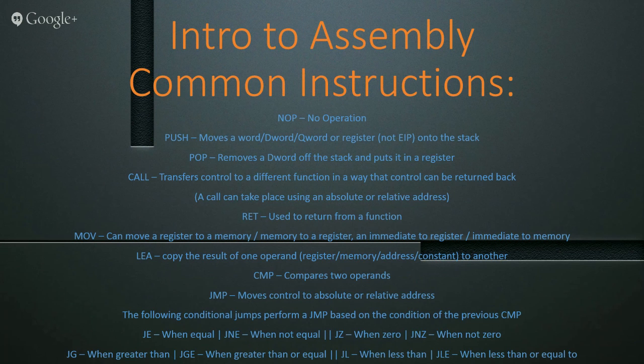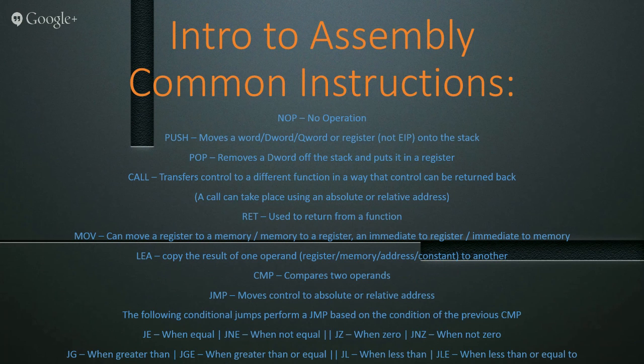Push moves a word, dword, or qword, or a register that is not EIP, onto the stack. Pop removes a dword off the stack and puts it in a register. So push and pop are kind of the opposite. They move information either onto or off of the stack. Call moves control to a different function with the purpose of it being returned back to that point. Return, or RET, is that return back from a function.